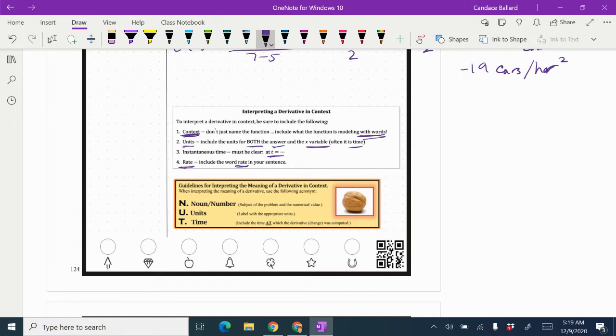A shortcut acronym to make sure you get all of that is NUT, okay? And NUT stands for: make sure you have a noun and a number. Basically, it's the subject of the problem and the numerical value. U is for units. Make sure you label with appropriate units. And T is for time. So include the time at which the derivative was computed.